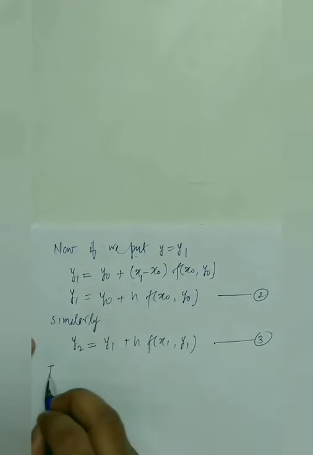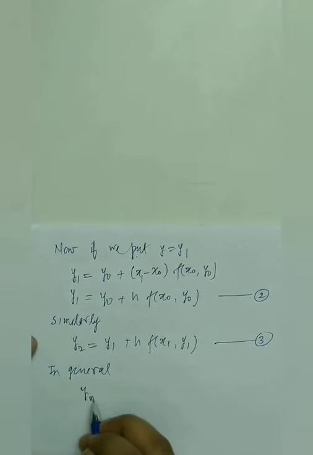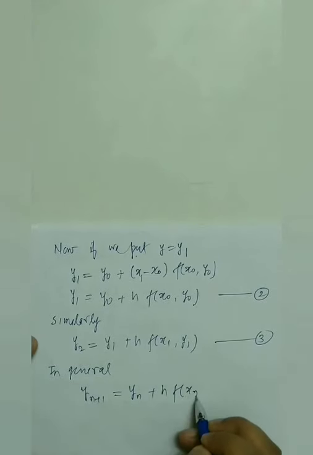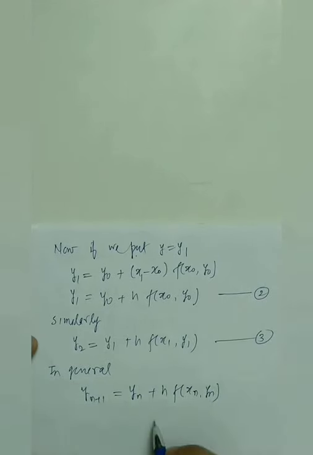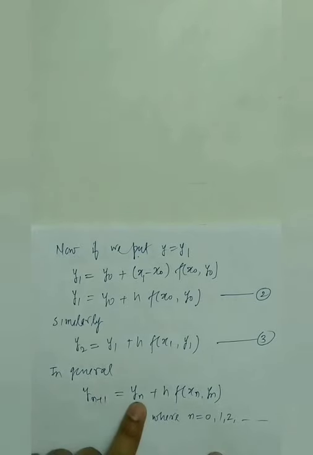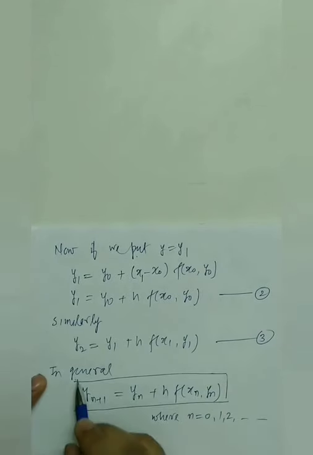So in general, we can write in terms of n: y(n+1) is equal to yn plus h f(xn, yn), where n equals 0, 1, 2, 3 and so on. When we put n equal to 0, we get y1 in terms of y0. When we put n equal to 1, we get y2 in terms of y1. When we put n equal to 2, we get y3 in terms of y2 and so on. So this is the general formula for Euler's method.